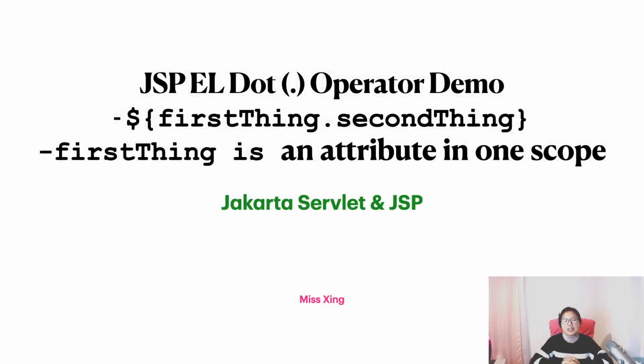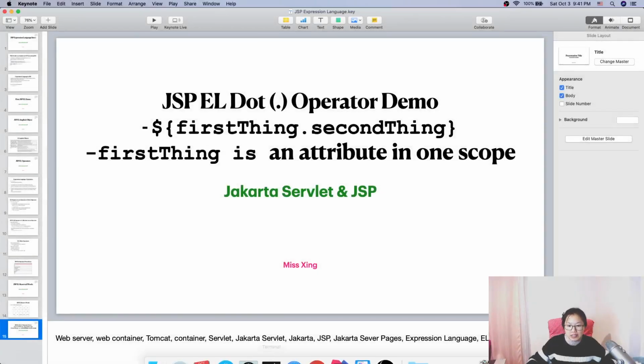Good evening. This is the second video related to the dot operator in EL expression. For this demo, the first thing before the dot is an attribute in one scope. The scope means page, request, session, and application scope. Actually, we already saw this demo, but I want to show you again, just quickly.